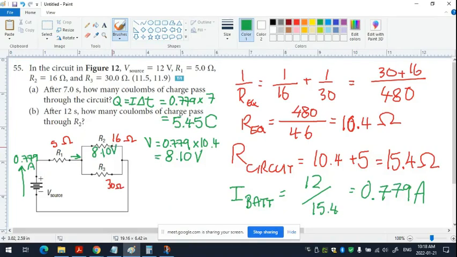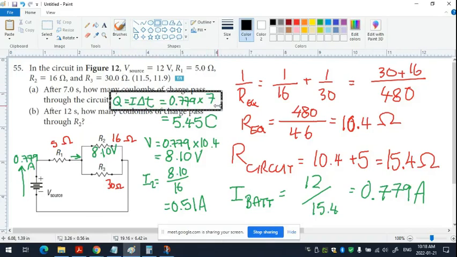Now what can I do? I know the voltage, I know the resistance. I can find how much charge is going through. So I2 is equal to what? 8.10 divided by 16. Haley, 0.5 what? Slightly more than half. 5.1? Okay, 0.51 amps. And now what do I do? I do this thing again, but for two different numbers, for an I of 0.51 and for a time of 12 seconds.